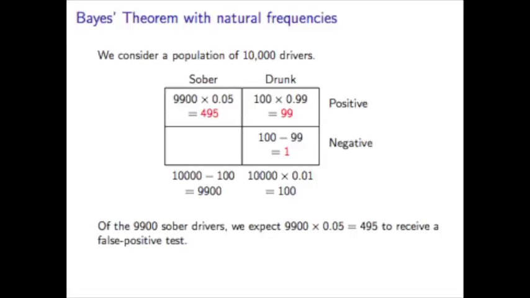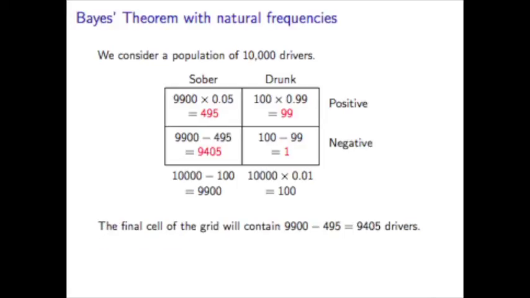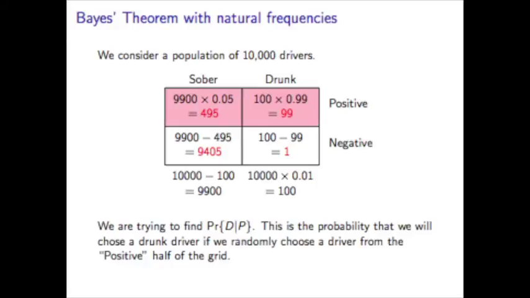Next, we go to the top left corner of the grid. We ask how many of the 9,900 sober drivers will receive a false positive test. The rate of false positives is 5% or 0.05. So the number of false positives will be 5% of 9,900. That's 495 false positives. And finally, we can fill in the last cell of the grid. It will contain the sober drivers who receive a negative test, and the number of such drivers will be 9,900 minus 495.